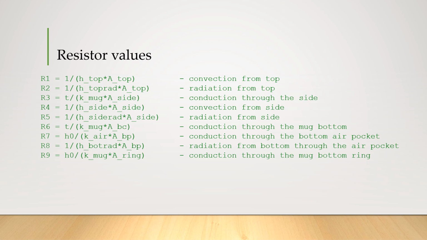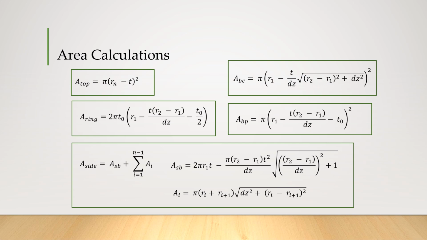As I mentioned before, the thermal resistance is a function of the thermal properties and the relevant area through which heat transfer is taking place. These are the equations I developed for the relevant surface areas of the mug. They are functions of the design variables and constants I defined, such as the constant wall thickness, T.